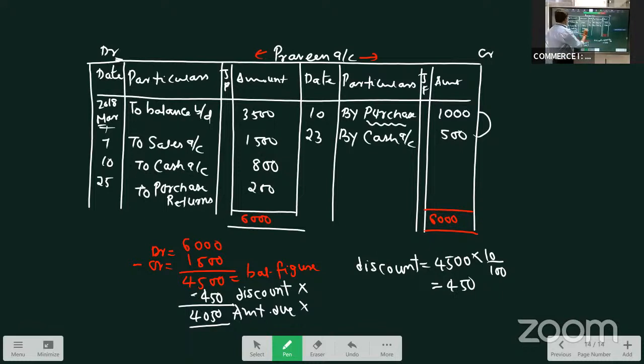When do we do this? Normally we do at the end of the month. That is 31st March. First we will write by discount. It is 450 rupees. And then we settle the account. We write by bank or by cash also. You can write if you want. You can write by cash also. Not an issue. 4050 and the account is settled.